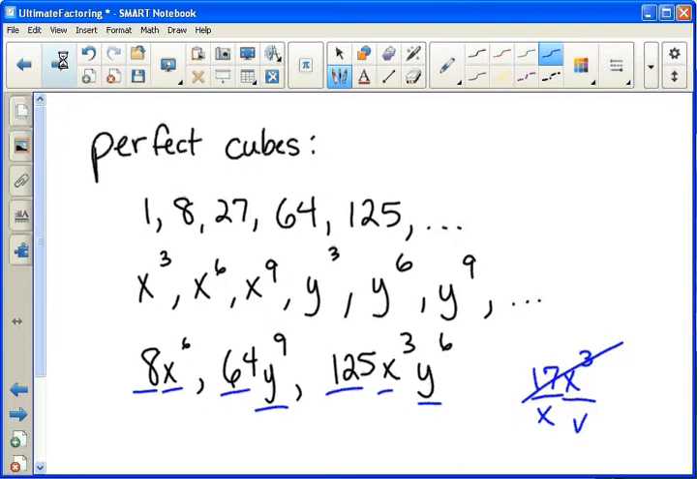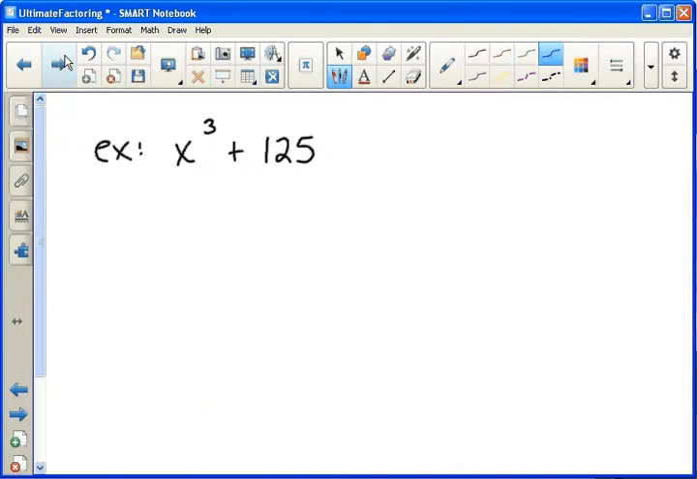So first example, x cubed plus 125. Again, we want to figure out exactly what's being cubed. So x is being cubed. And then you need to think what number cubed would give you 125, or what's the cube root of 125? That would be 5. So x and 5 are both being cubed. And we're doing the sum of cubes because we're adding, so that's the sum.